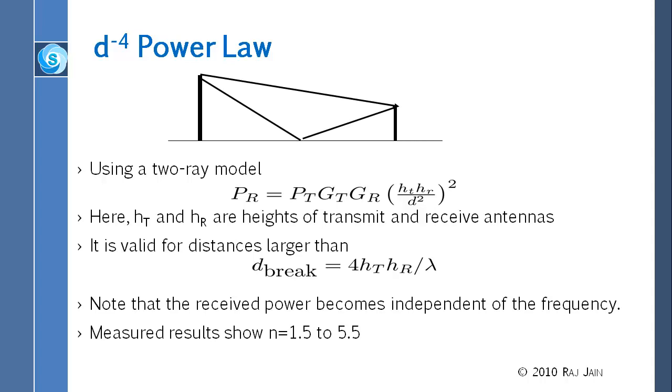So actually, generally we are not that close to the transmitting antenna anyway, unless you go on the top, on that mountain. You're far away, so you are generally following this d square, d raised to 4 law.